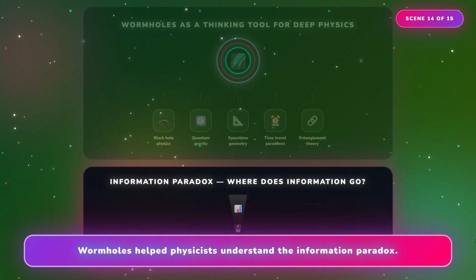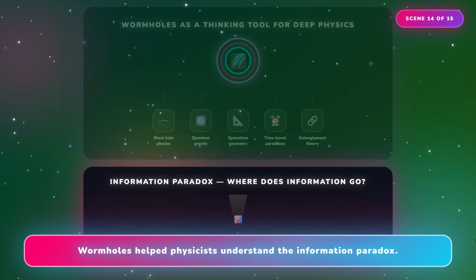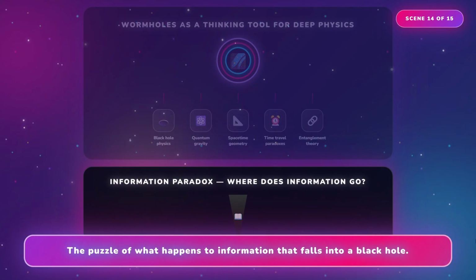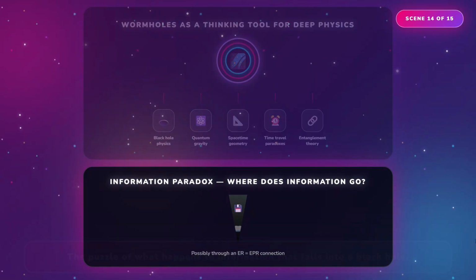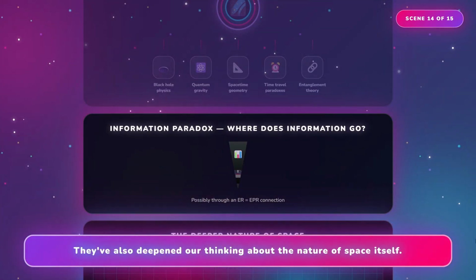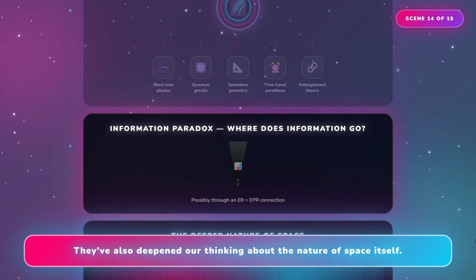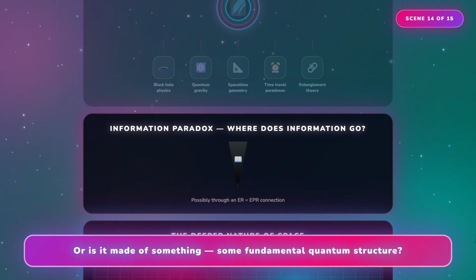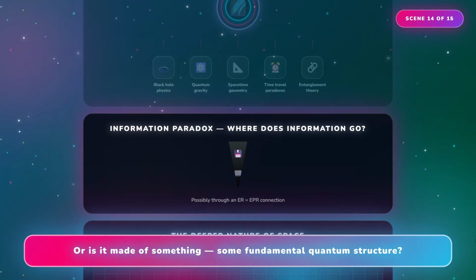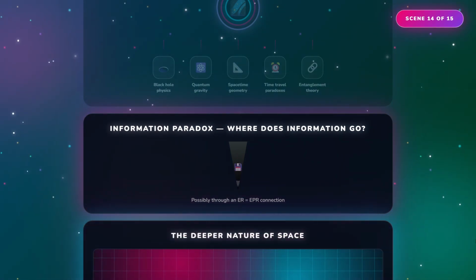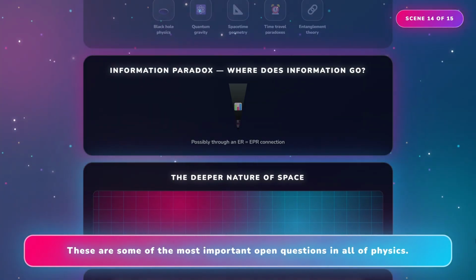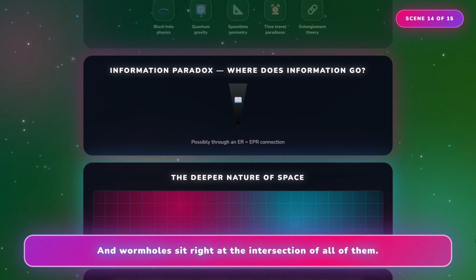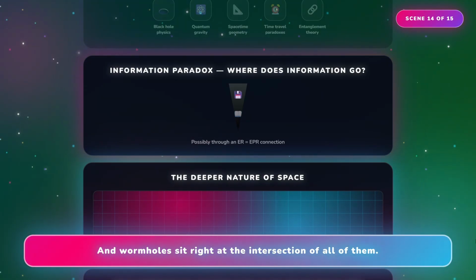Wormholes helped physicists understand the information paradox. The puzzle of what happens to information that falls into a black hole. They've also deepened our thinking about the nature of space itself. Is space-time smooth? Or is it made of something, some fundamental quantum structure? These are some of the most important open questions in all of physics. And wormholes sit right at the intersection of all of them.